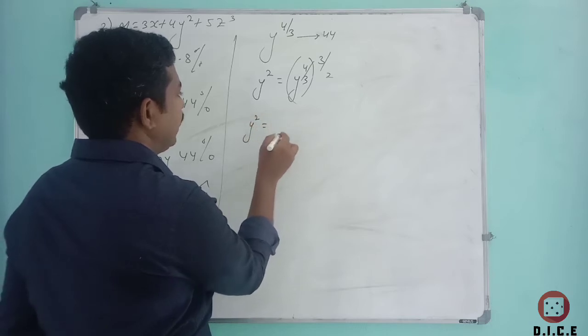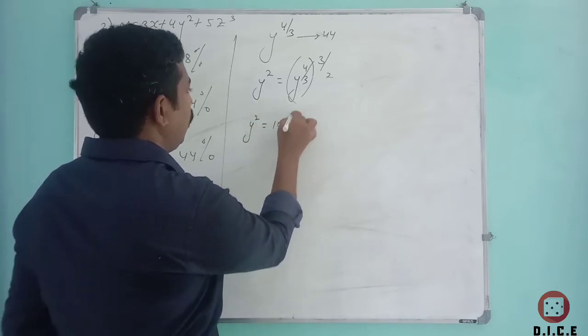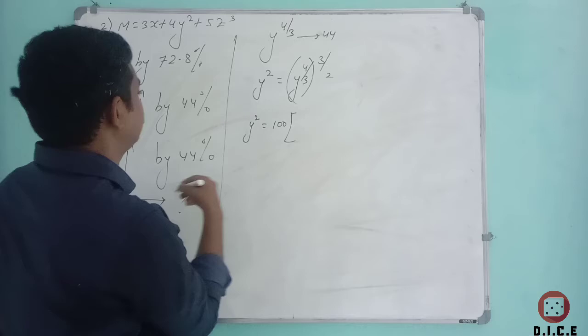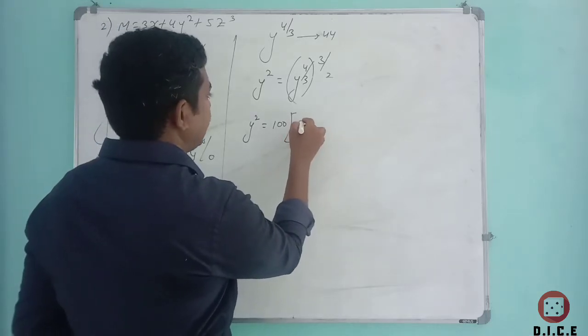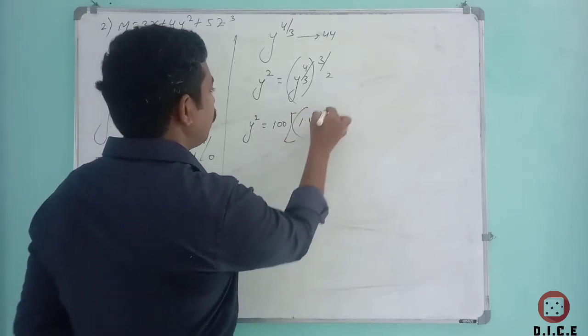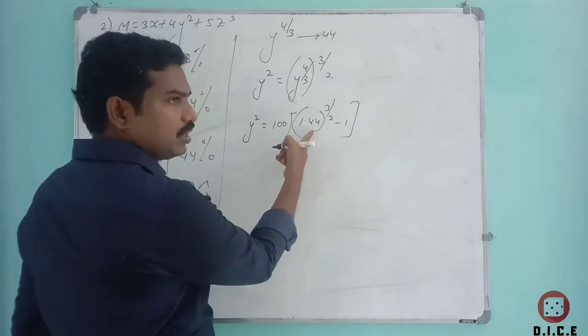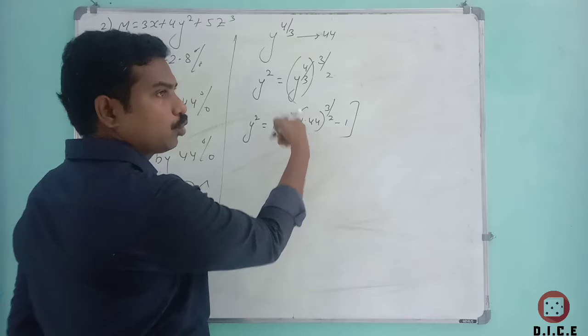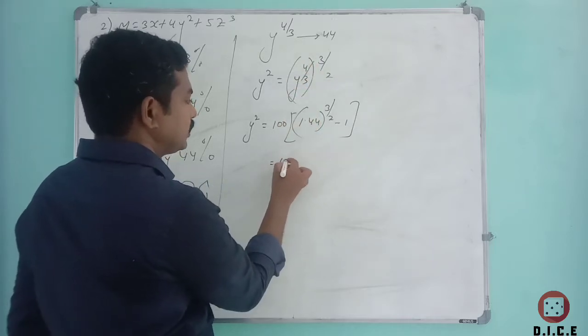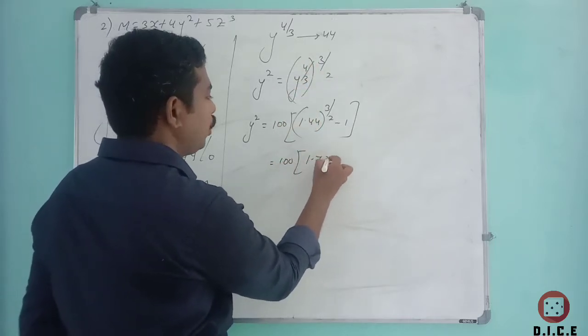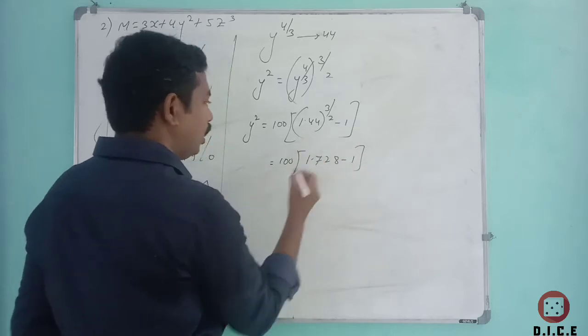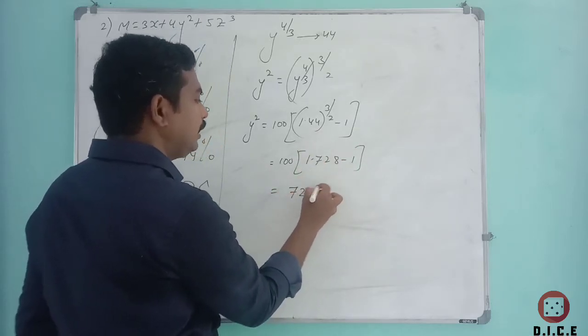I am considering 100 of what is y power of 4 by 3 is given here. That is 44. This can be written as 1.44 whole power of 3 by 2 minus 1. Therefore, 144 is nothing but 12 square. Square gets cancelled, 12 cube. What is 12 cube here? That is 100 of 1.728 minus 1 into 100. That is nothing but 72.8%.